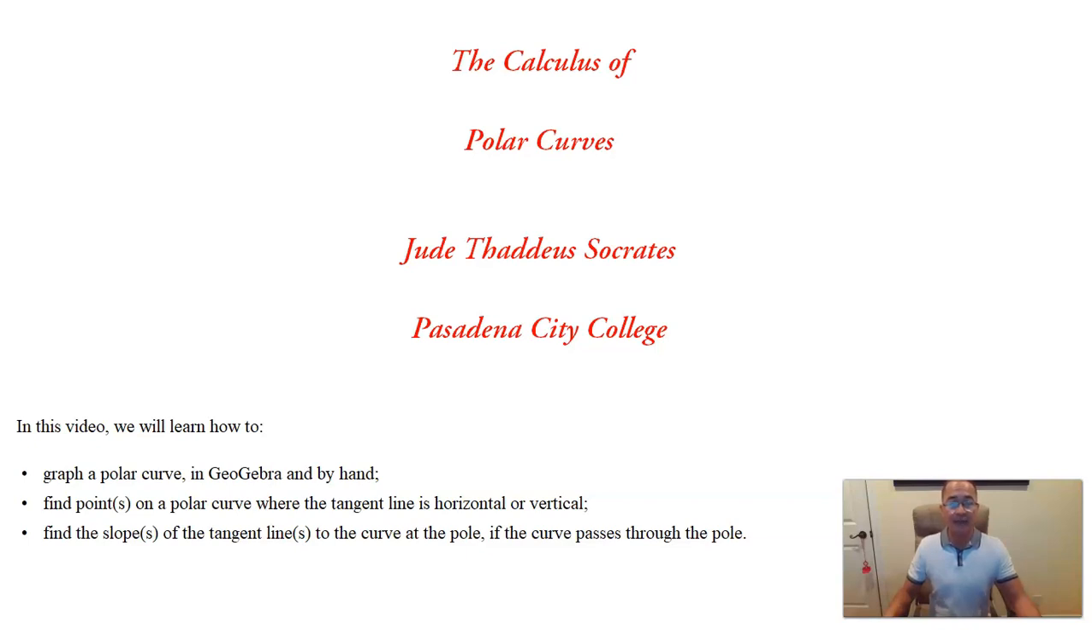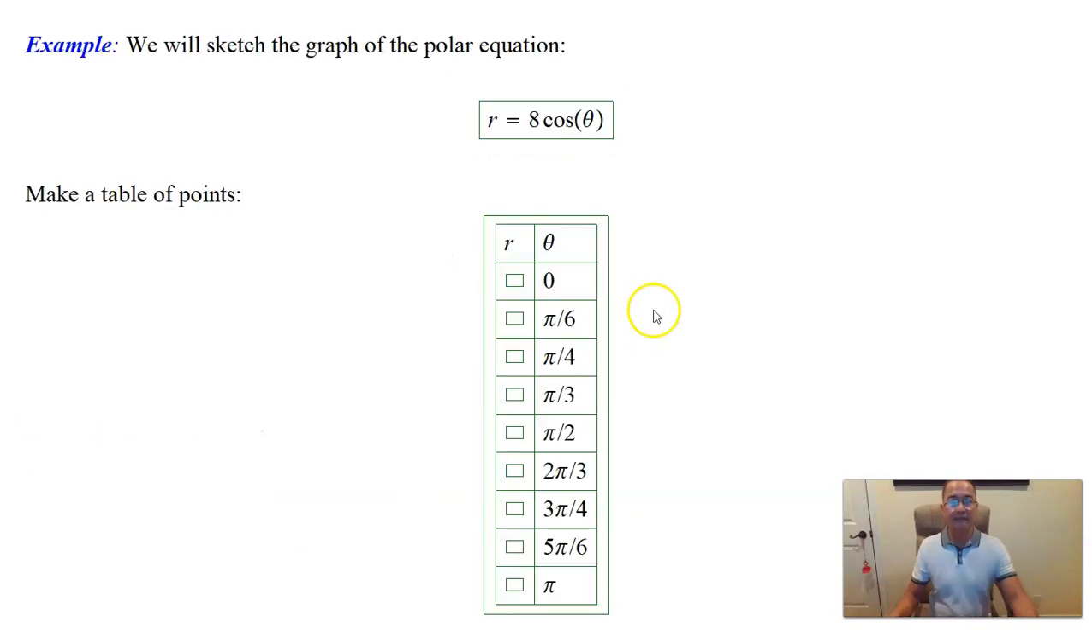And if the curve passes through the origin, what we know as the pole in polar coordinates, we will look for the slope of the lines. There could be more than one where the curve passes through the origin. Okay, so let's go to our first example.